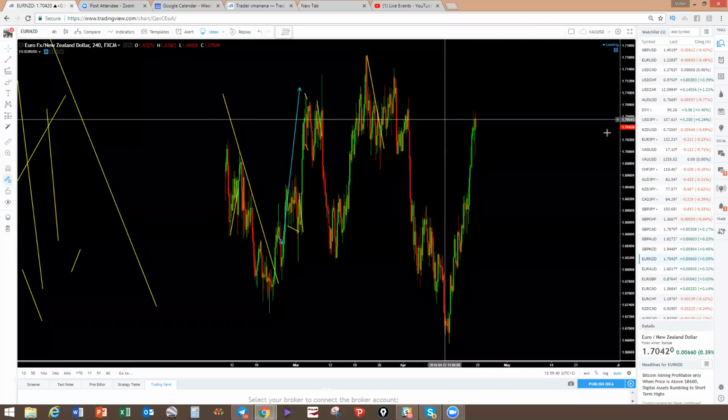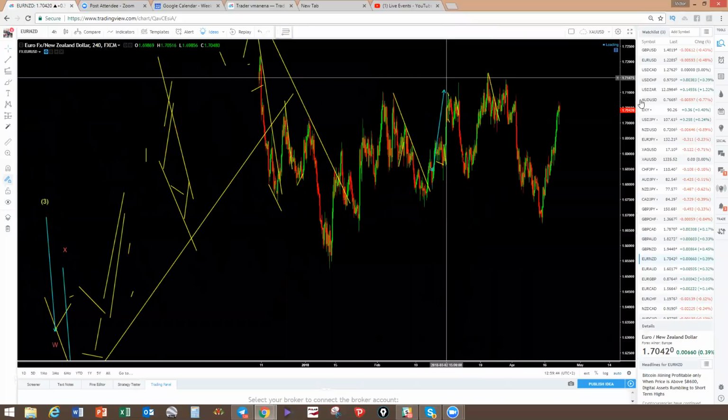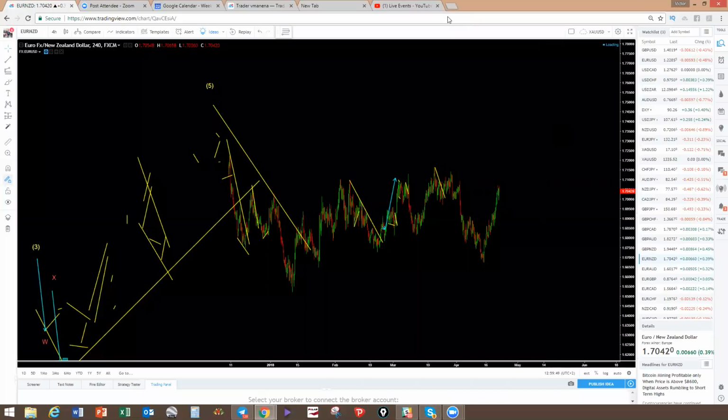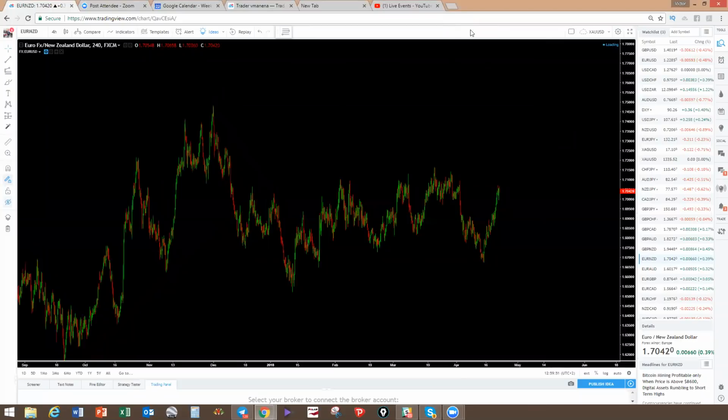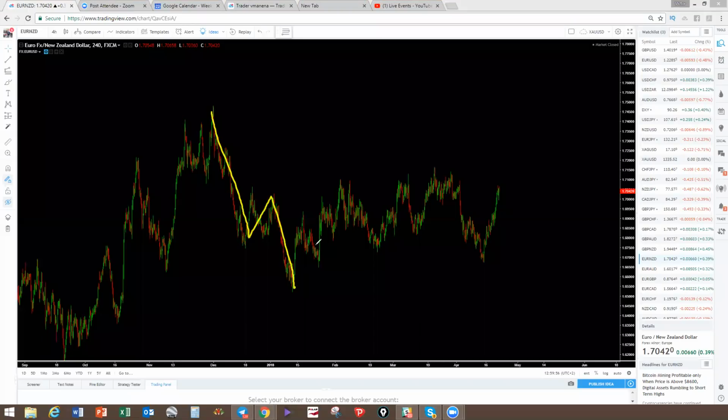So Euro New Zealand is a little bit tricky at this stage, because what we were looking for was more downside. Let's switch this off. So we have 1, 2, 3. We're looking for this as a 1, 2, 3. Okay, so it made this one, and I was expecting it to bounce and give us one more, but it looks like this one may be a little bit deeper than we anticipated and make this one.